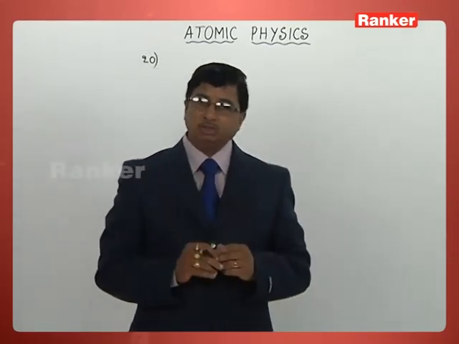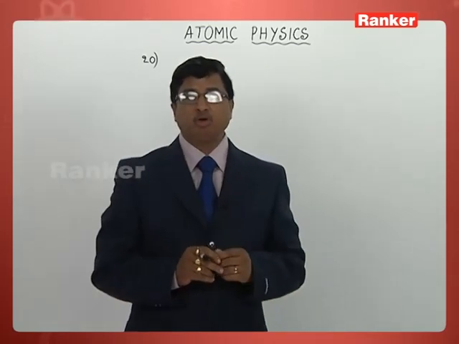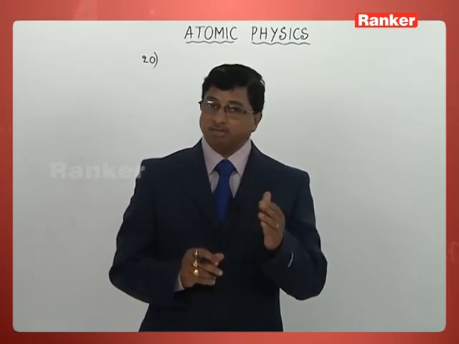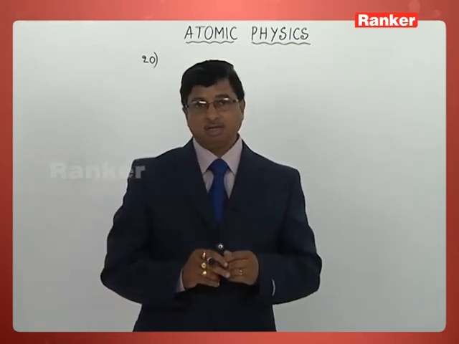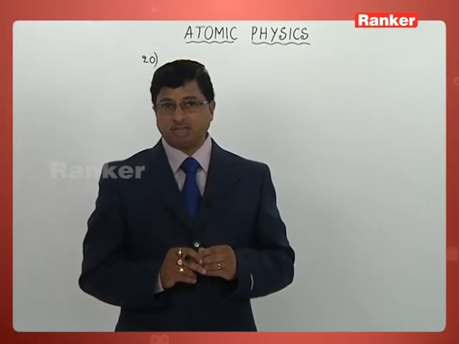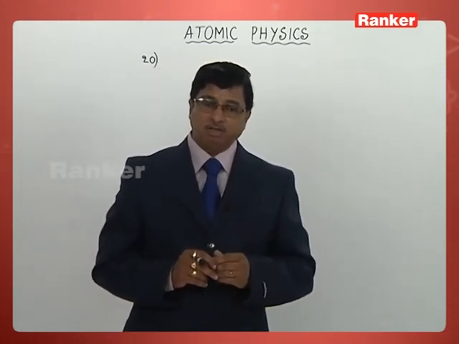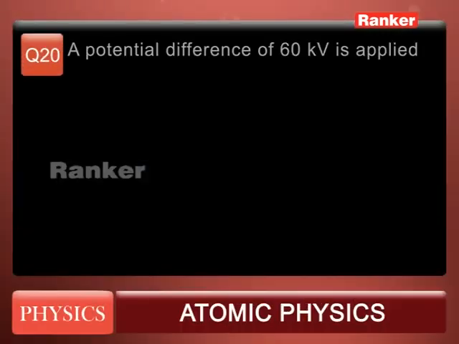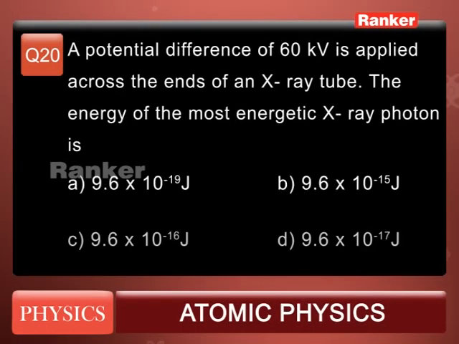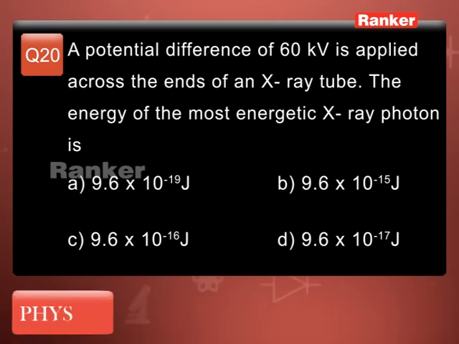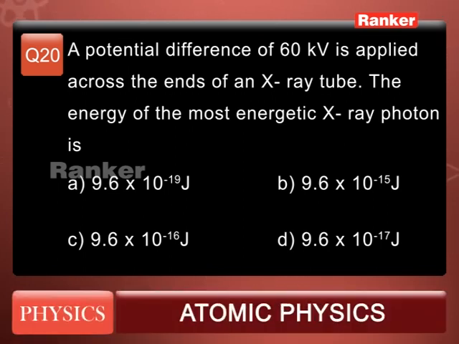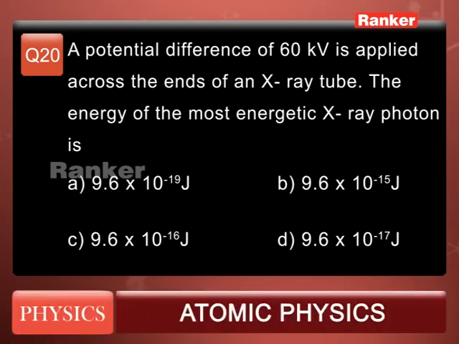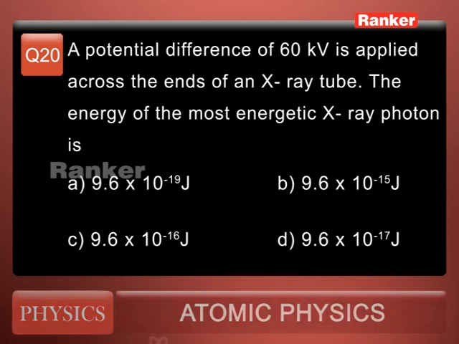From this number onwards, we have picked up a few problems based on X-rays, Compton shift, the Compton effect, and of course de Broglie's hypothesis as well, dual nature. So the very first in this order, that is the 20th problem: a potential difference of 60 kilovolt is applied across the ends of an X-ray tube. The energy of the most energetic X-ray photon will be how much?